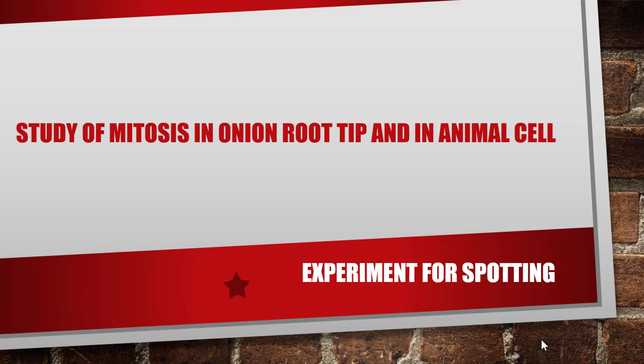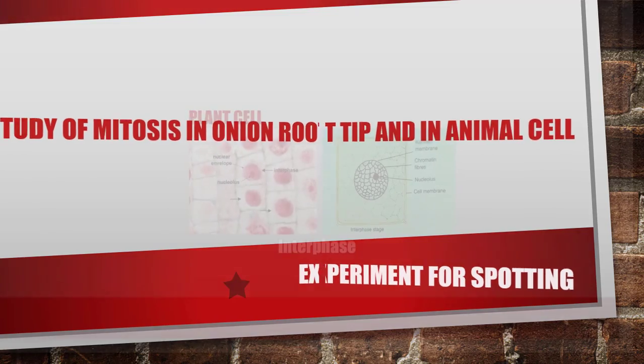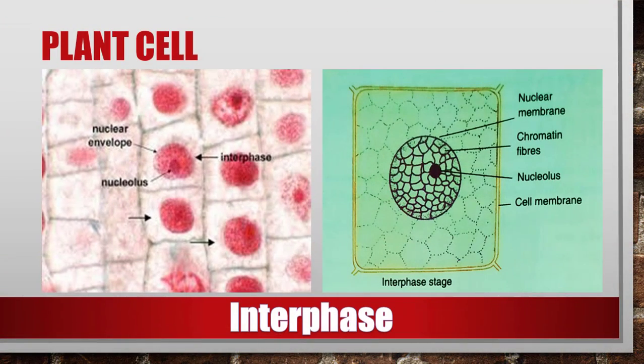Today we are going to discuss the process of mitosis in the onion root tip and in the animal cell. So this is another experiment belonging to your spotting experiments. That means you have to just identify and write down which particular stage or which particular type of cell you are observing here. So first we are going to start with the plant cell.